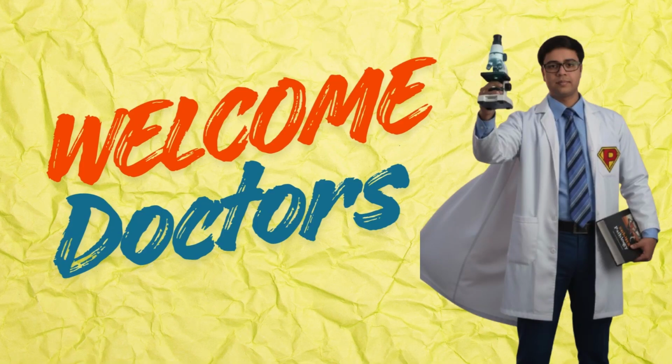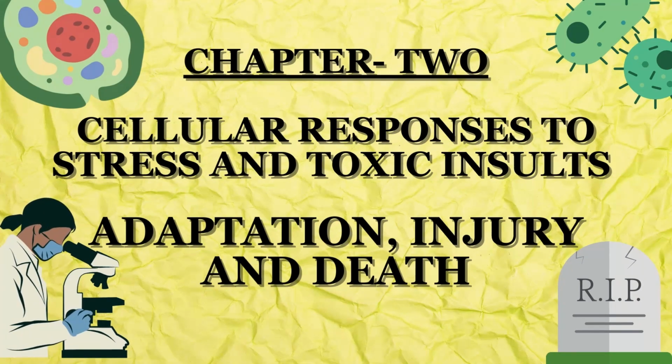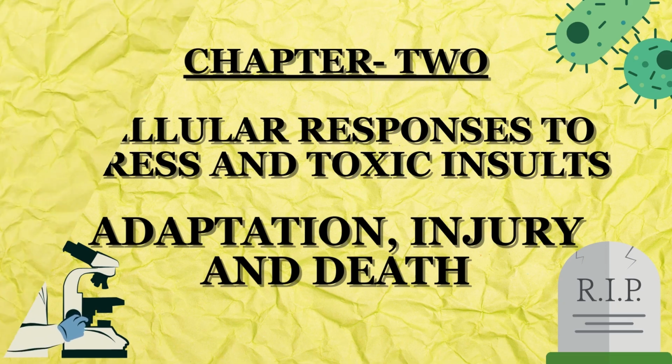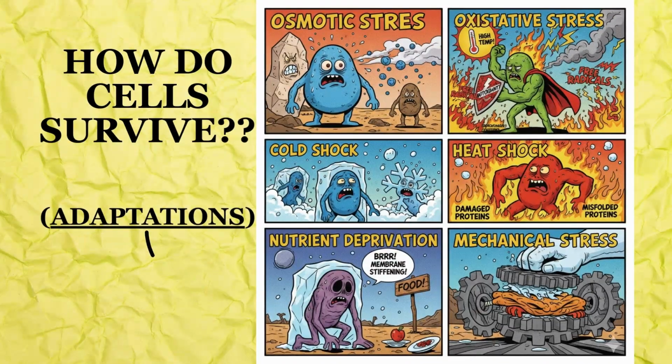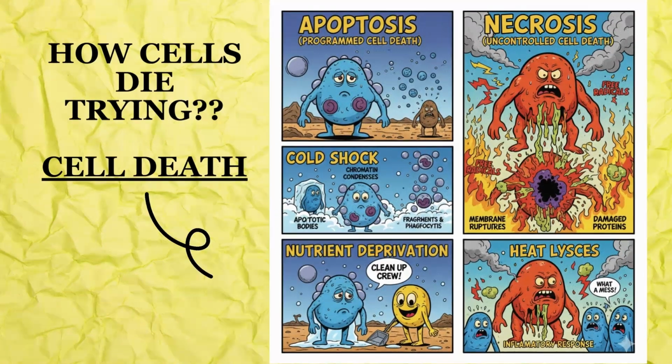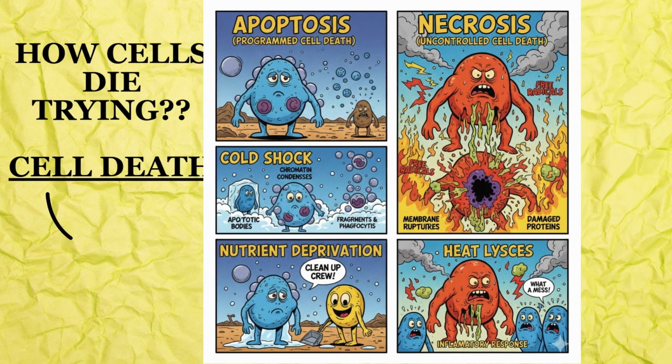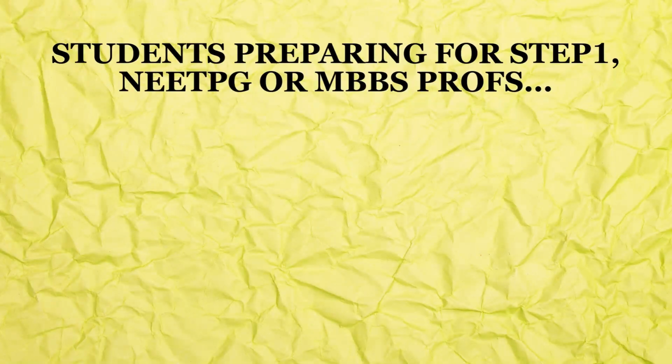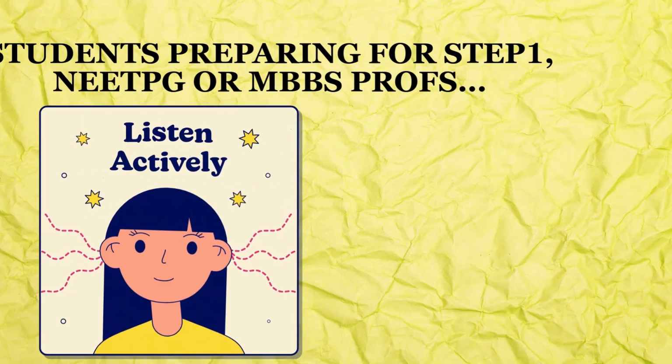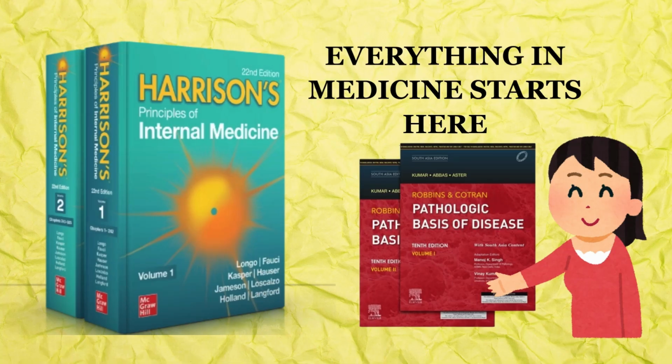Most important chapter in general pathology, cellular responses to stress and toxic insults, or as I like to call it, how do cells survive and how they die trying. If you are studying for Step 1, NEET PG or your MBBS profs, listen to me closely. Everything in medicine starts here.